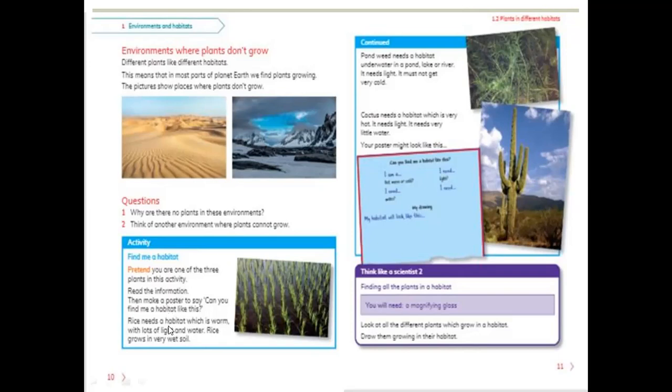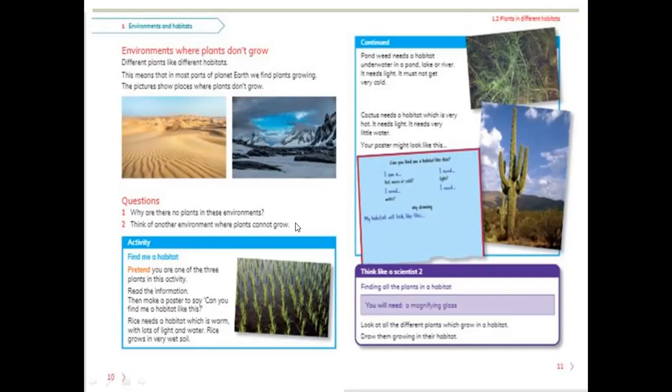Find me a habitat. You are one of the 3 plants in this activity. Read the information, then make a poster to say, can you find me a habitat like this? Rice needs a habitat which is warm with lots of light and water. Rice grows in very wet soil. You can see the example of rice. Rice needs lots of water and warm temperature. If the water is not proper, rice is not going to grow well.